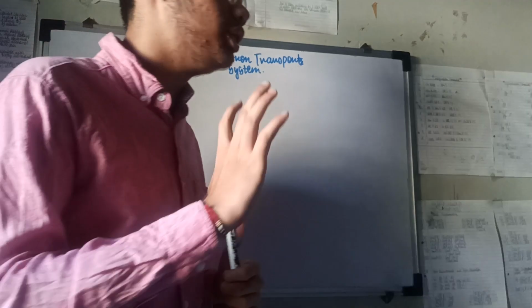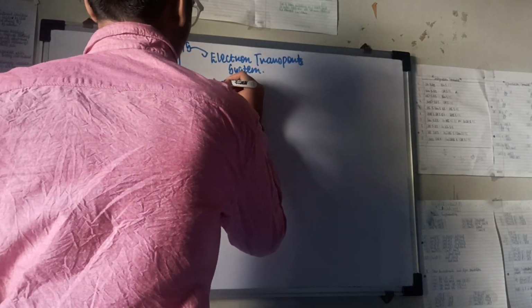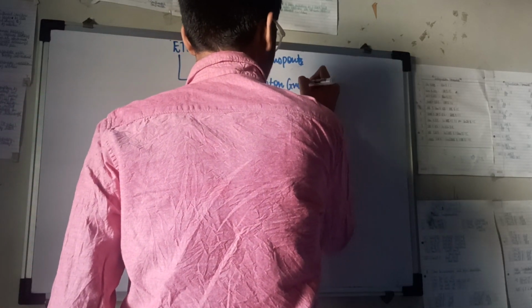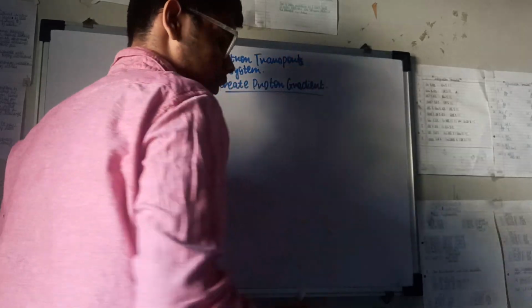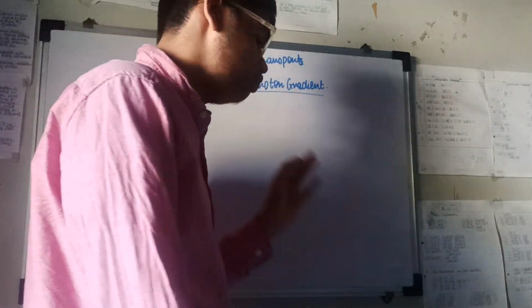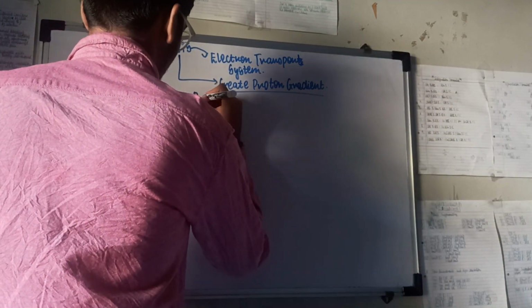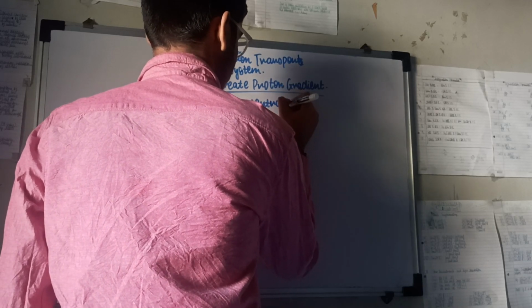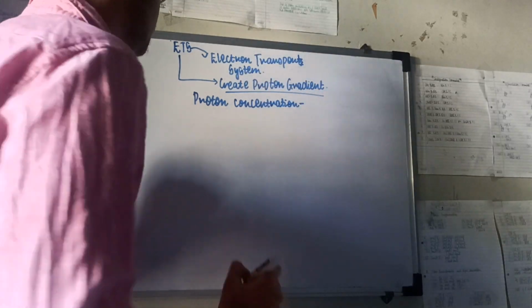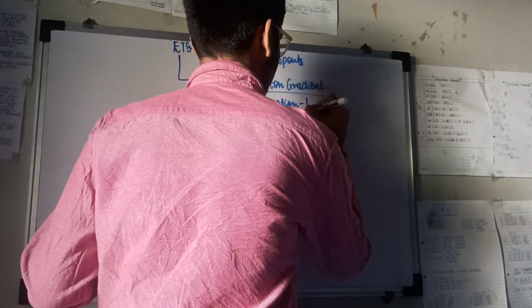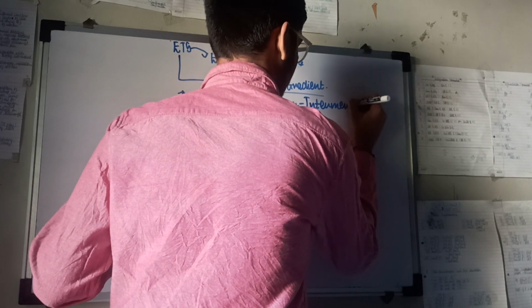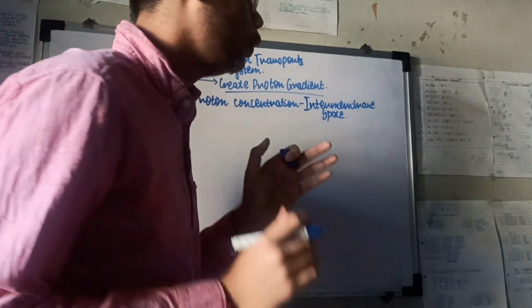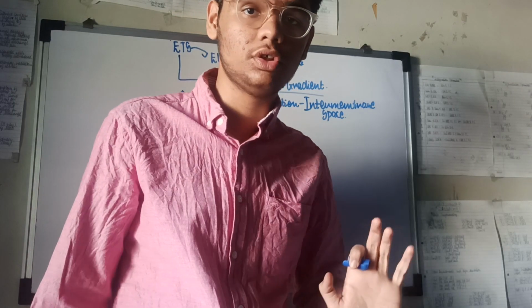What is the basic necessity for this? We have to create a proton gradient. Proton gradient means we have to increase the proton concentration in the intermembrane space. We have to increase the concentration of protons in the intermembrane space of the mitochondria.